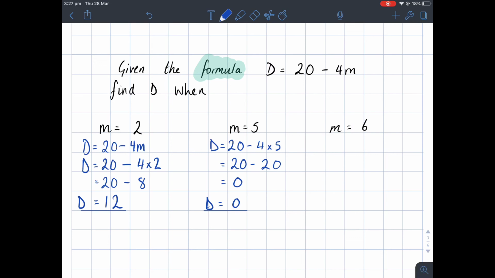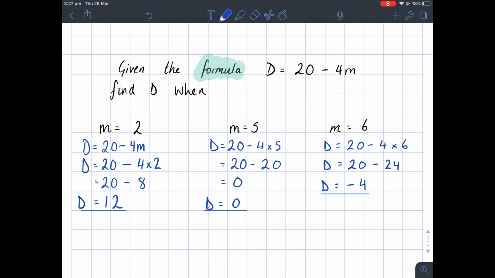Now when m equals 6, we get d equals 20 minus 4 times 6. So again, using BODMAS, we do the multiplication first, so 4 times 6 is 24. And then with directed numbers, 20 minus 24 is minus 4. So this means when m equals 6, d equals minus 4.